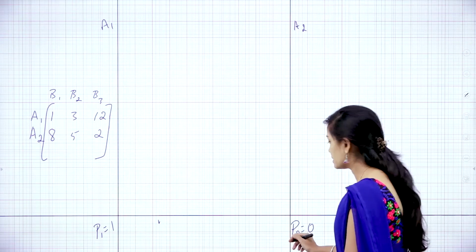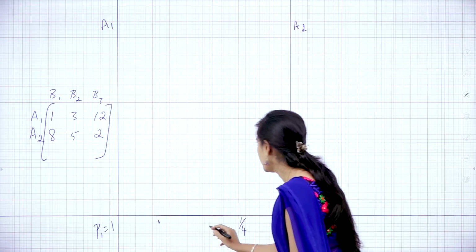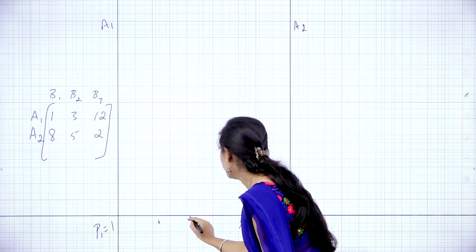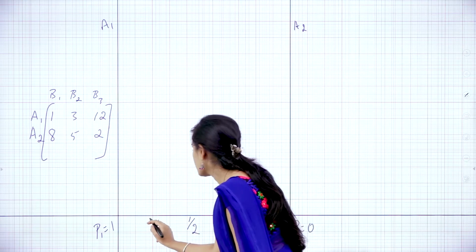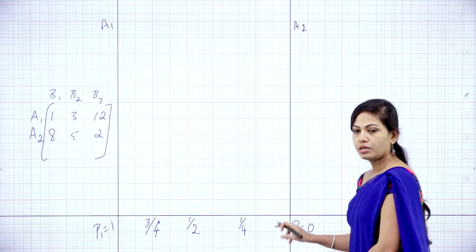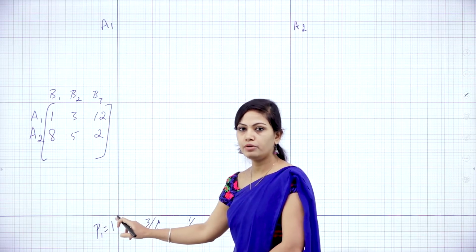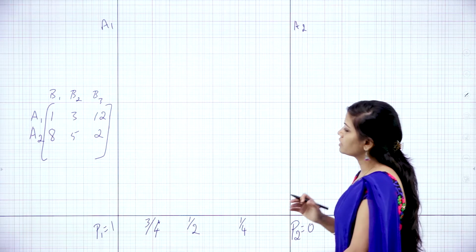So now I will mark the scales. 0, 1 by 4, 1 by 2, next is 3 by 4 and 1. So 0, 1 by 4, 1 by 2, 3 by 4 and 1. And now what is the first step?